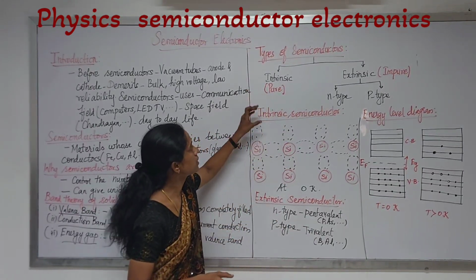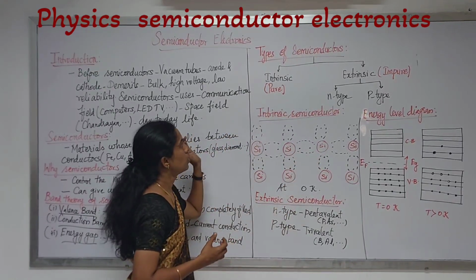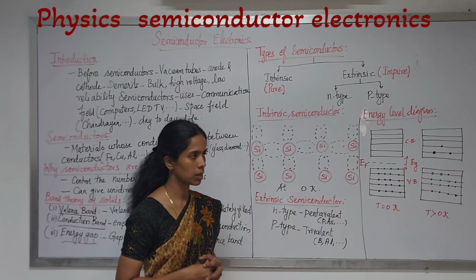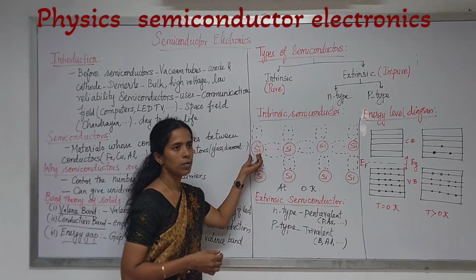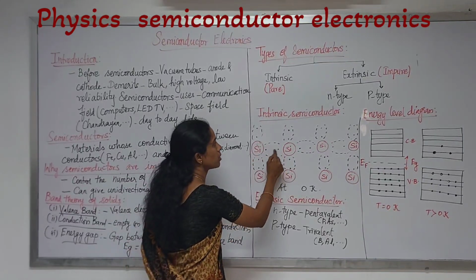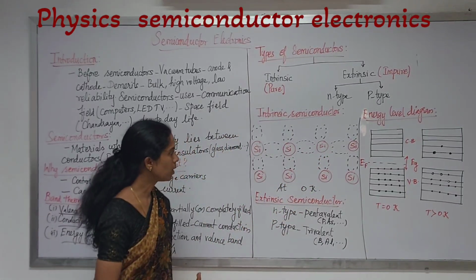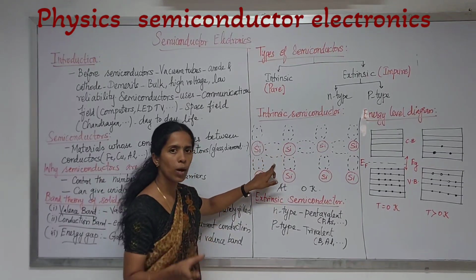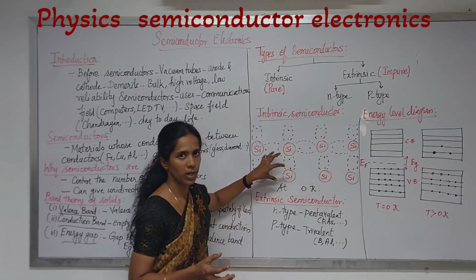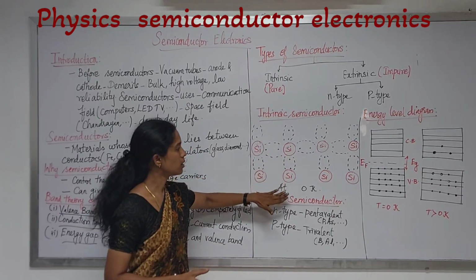Now let us see the intrinsic semiconductor in detail with the help of an energy level diagram also. Examples of intrinsic semiconducting materials are silicon, germanium and many others. Silicon has 4 valence electrons. At absolute 0, or 0 Kelvin, it forms covalent bonds, covalent meaning sharing of electrons, with the neighboring silicon atoms. So it does not take part in current conduction at 0 Kelvin.